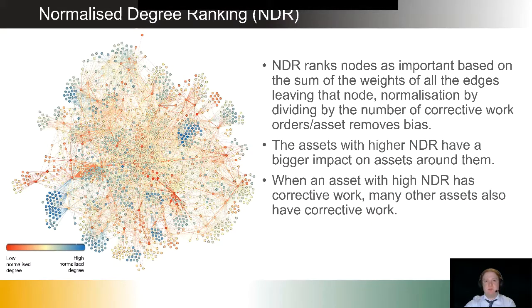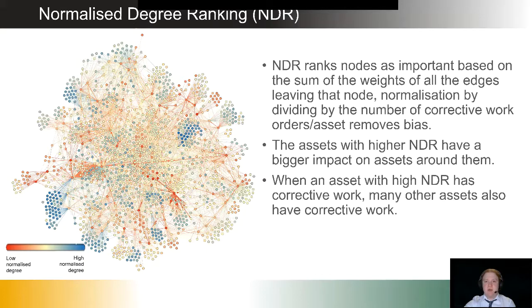Ranking nodes as important to a network is done in many ways. One way of doing this is looking at the node's degree. The degree of a node is the number of edges that a node has. In this case, using weighted edges, it is the sum of all the weights of the edges a node has. This highlights the assets in which corrective work in that asset is surrounded with corrective work on many other assets within a set time window.